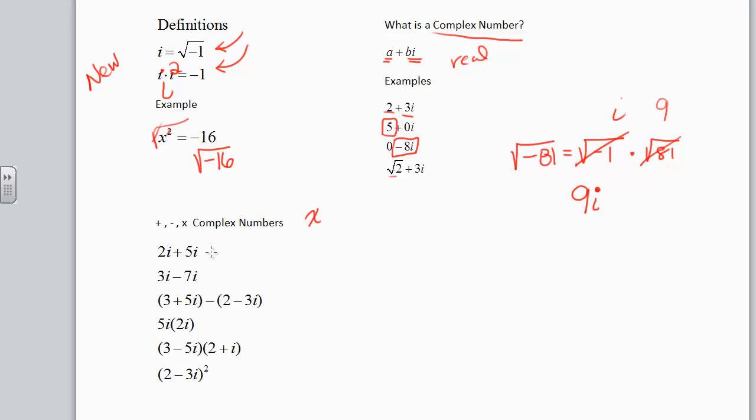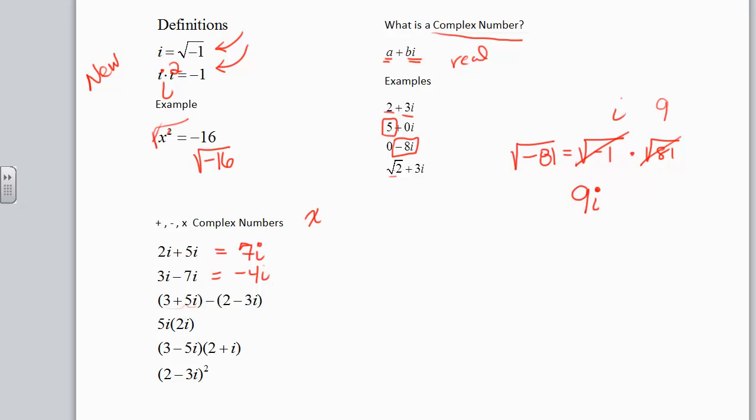So 2i plus 5i is just add like terms, it's going to be 7i. Easy enough. 3i minus 7i is going to be negative 4i. So this is easy. Now let's look at something a little more different. So we have both the real and imaginary part of both, and we're subtracting. Now adding I didn't go through, but it's kind of the same idea.